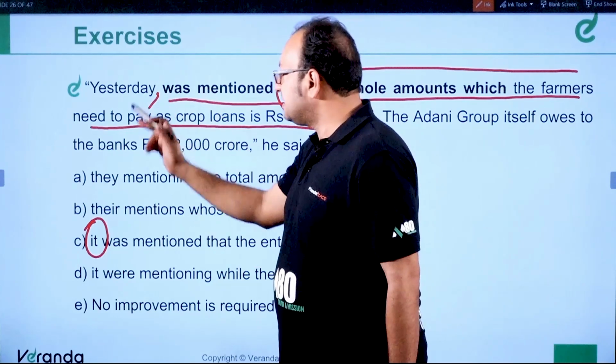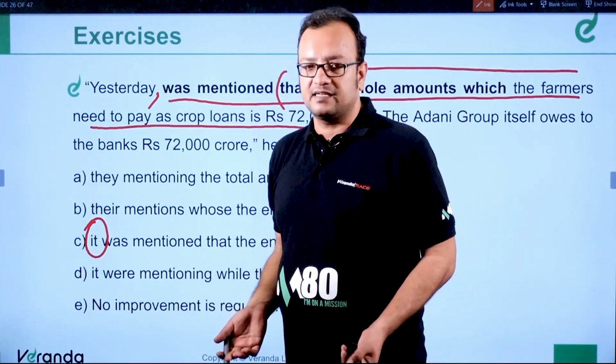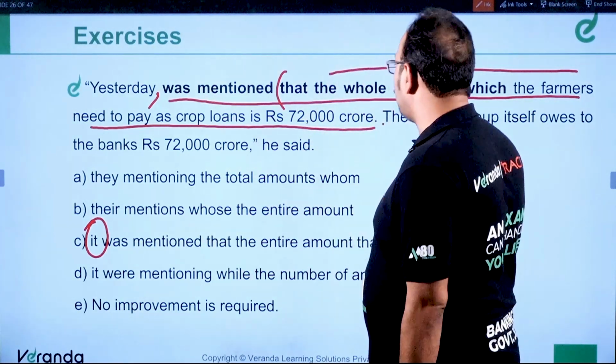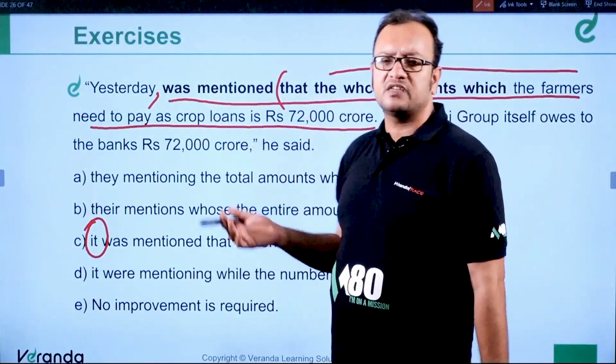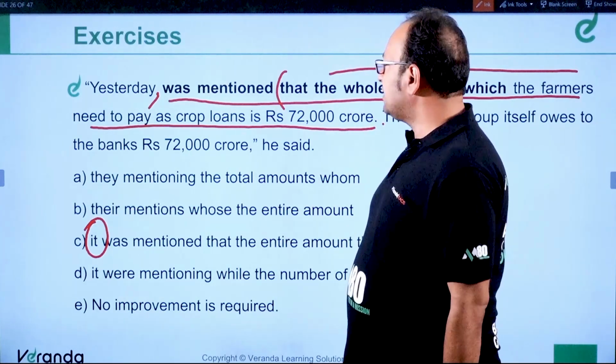So yesterday it was mentioned that the entire amount, that this is a correct answer. So I'll read it for you. Yesterday, it was mentioned that the entire amount that the farmers need to pay as crop loans is rupees 70,000 crores. Clear? This is the answer. Moving to the next question.